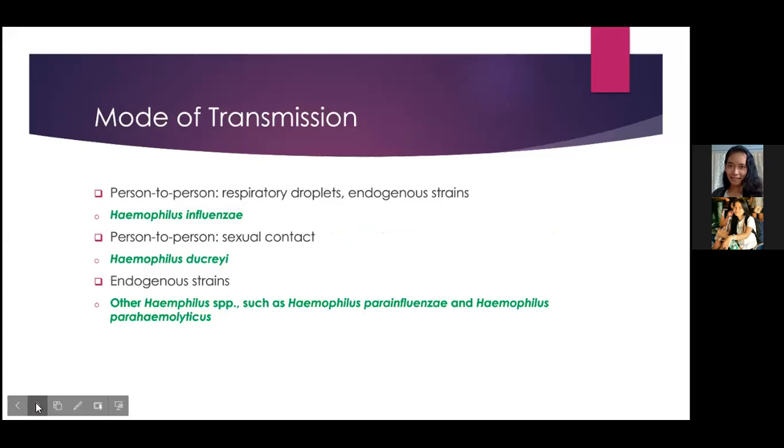Now let's have the mode of transmission. Haemophilus influenzae can be transmitted from person to person through respiratory droplets and endogenous strains. Whereas Haemophilus ducreyi can also be transmitted from person to person, but through sexual contact. And the other Haemophilus species, such as Haemophilus parainfluenzae and Haemophilus parahemolyticus, can be transmitted through endogenous strains.